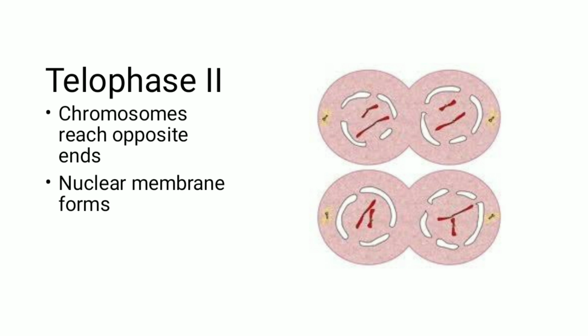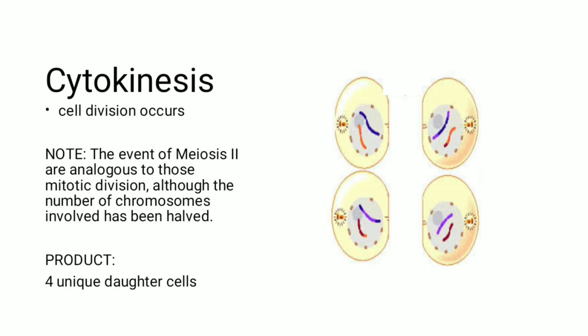Then the telophase 2. Chromosomes reach opposite ends. Nuclear membrane forms. Then in the photo provided, that is the telophase 2. Then the cytokinesis, or the cell division. And please take note that the events of meiosis 2 are analogous to those in mitotic division, although the number of chromosomes involved has been halved.